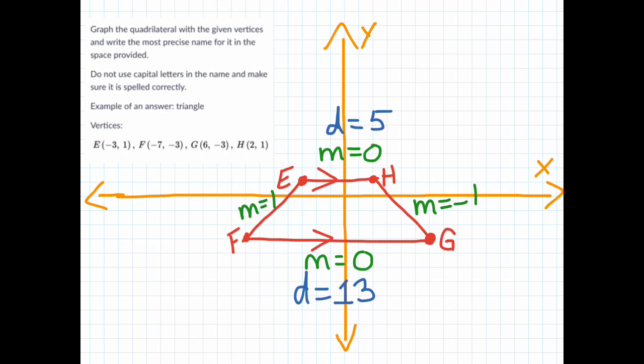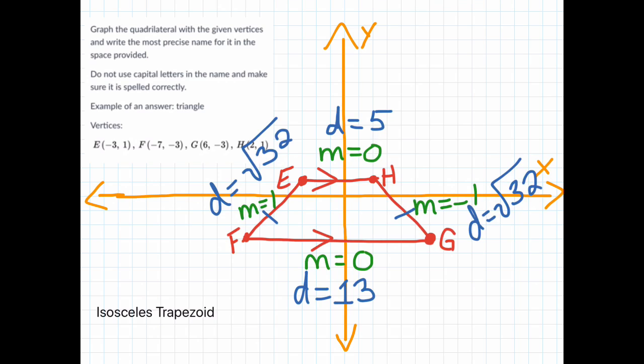For FE and HG, the left and the right-hand side, though, we'll have to use the distance formula. And when you use the distance formula, or when you use a distance formula calculator, you get that the distance for EF and HG is both the square root of 32, which means these two sides are congruent, making this an isosceles trapezoid. So I've put that down here, and you will type that into the box and make sure that you spell it correctly.